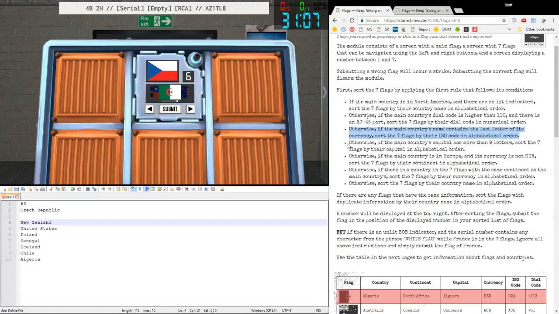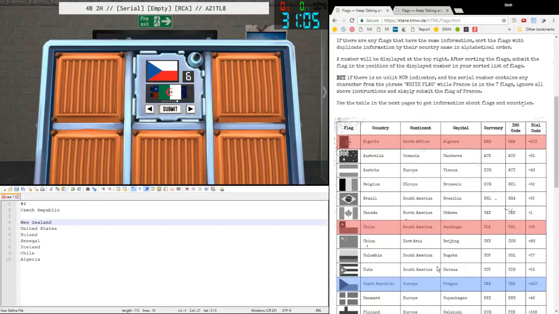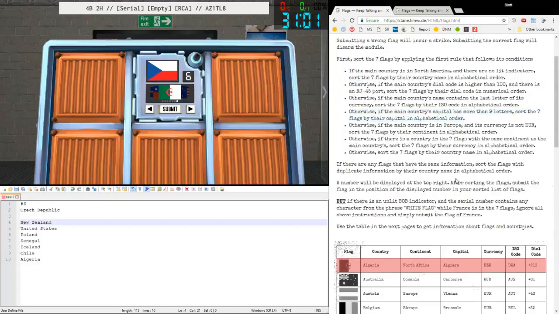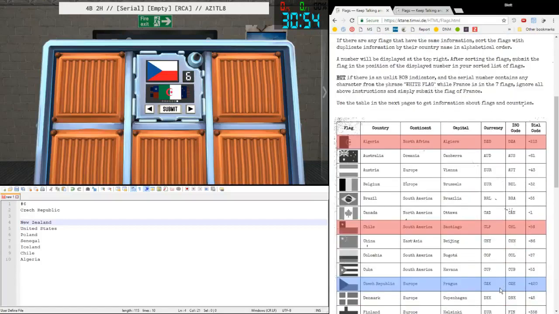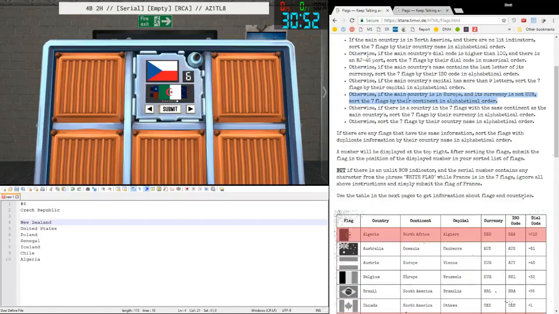So we keep going. Otherwise, if the main country's capital has more than 9 letters, capital is Prague. That is not more than 9 letters. Otherwise, if the main country is in Europe, check mark, and its currency is not the euro, it's not, we're going to sort the 7 flags by their continent in alphabetical order. Well, let's go ahead and punch those in.